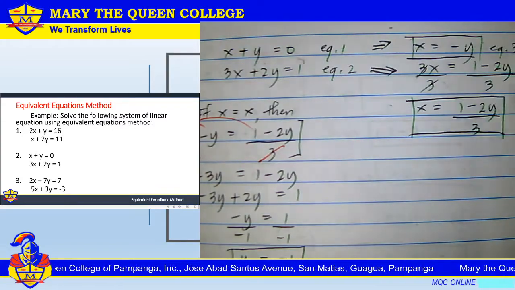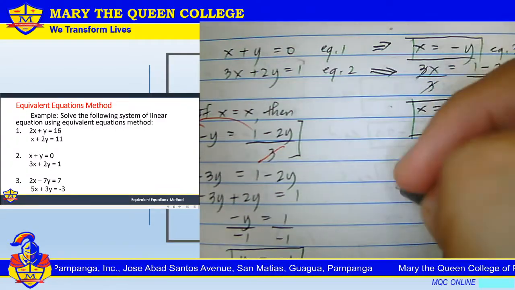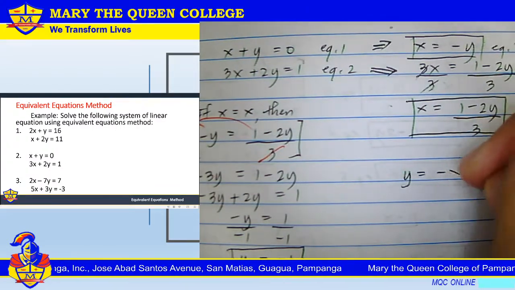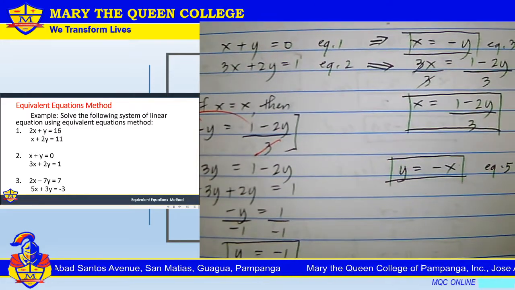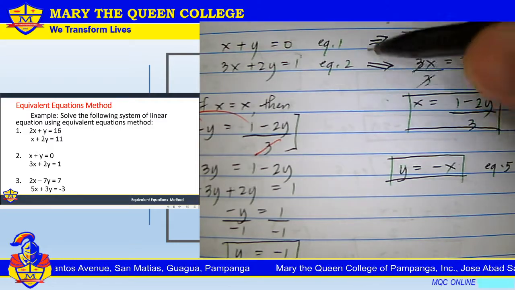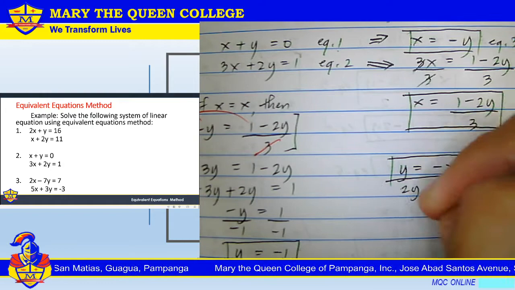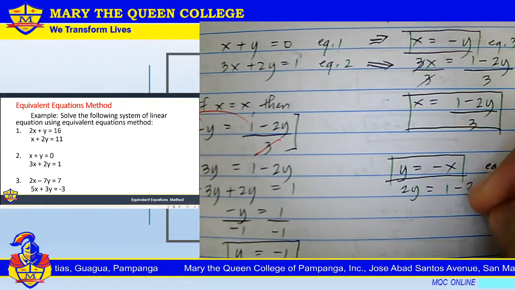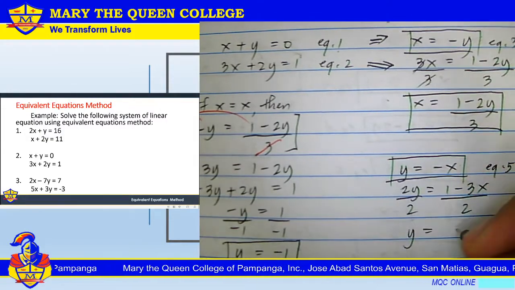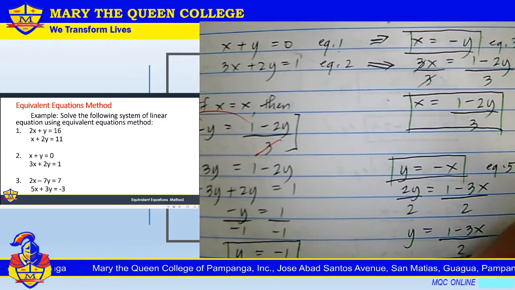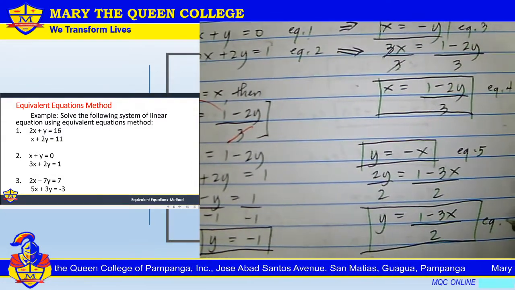So, halimbawa, from our original equation na to, focus tayo kay y. So, y is equal to negative x. That is equation 5. Okay, saan ang galing to? Dito sa equation 1. Next, we have 2y is equal to 1 minus 3x. Divide 2 both sides para masimplify natin. Y is equal to 1 minus 3x all over 2. So, eto ngayon ang ating equation 6.